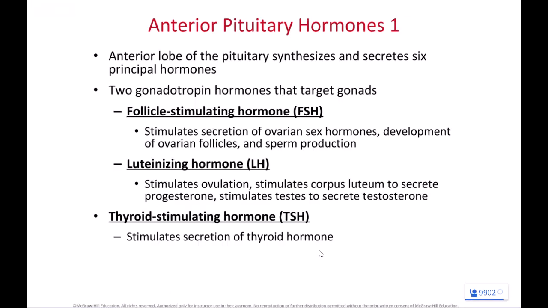Let's go to the next slide where there's more room for you to write. The hormones of the anterior pituitary gland include follicle-stimulating hormone and luteinizing hormone. Those hormones primarily are going to affect the gonads, the ovaries and the testicles, for females and males. We also have thyroid-stimulating hormone, which affects the thyroid gland.